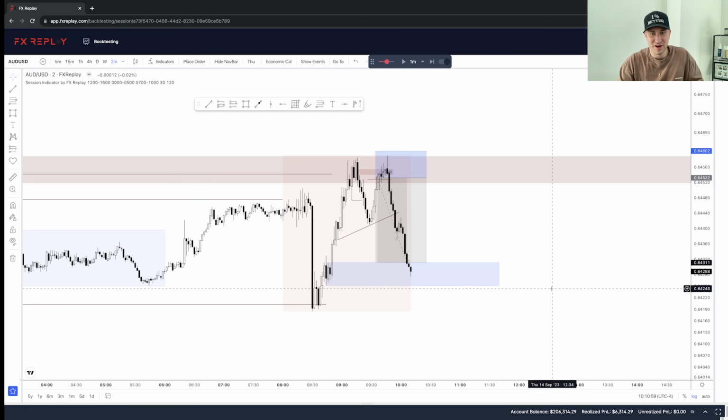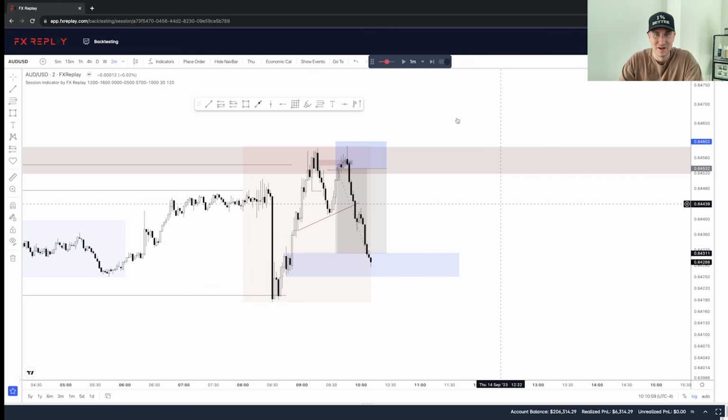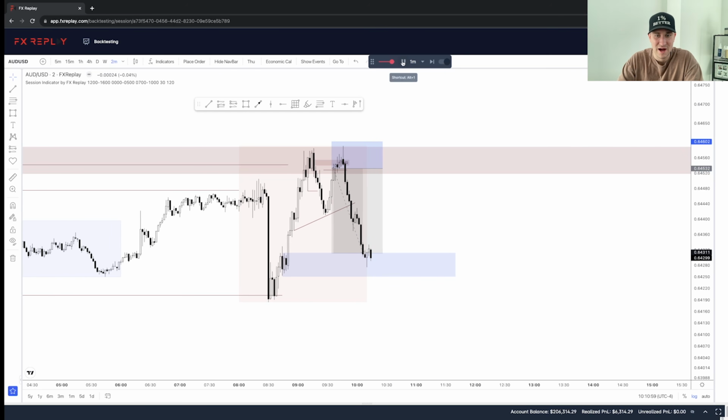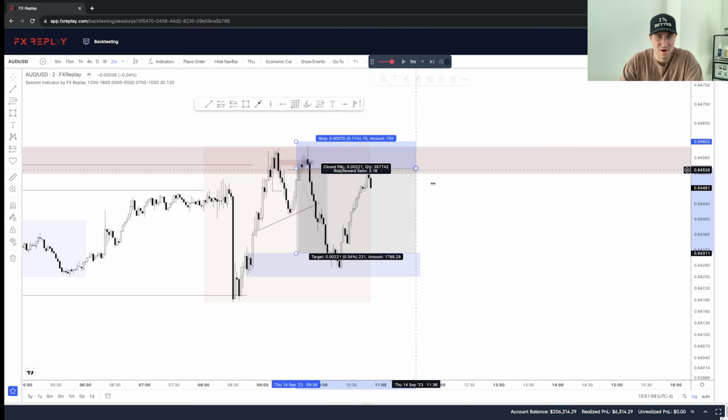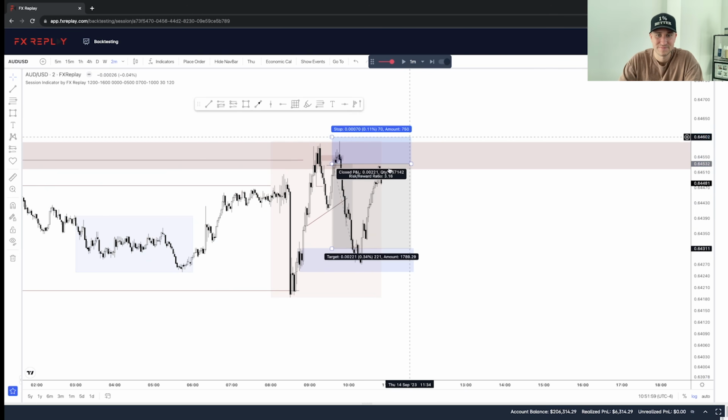Boom. Now, I want to show you guys how amazing the pullout game was on this trade, right? Look what happens. Comes all the way up. This probably would have taken me out at break even, right? So this is what I'm talking about. Pay attention to key reversal areas and bank your profits.